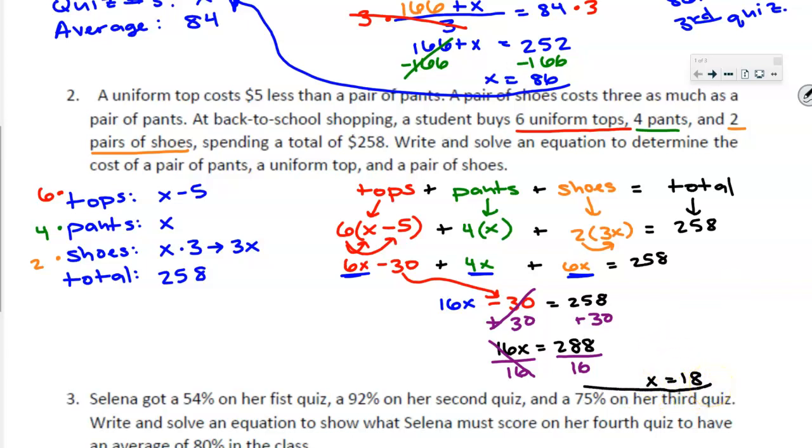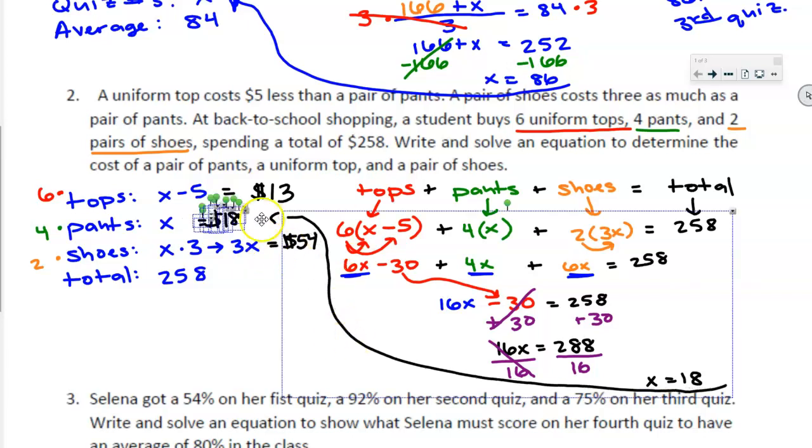Again, take that information. What does that actually mean? x represents the cost of pants. So now I know that pants cost $18. Tops are less than that by $5. So the cost of a top is $18 minus 5, or $13. Shoes cost 3 times that amount. So 3 times 18, which is $54. I now know the cost of each of those items, and I have completed this problem.